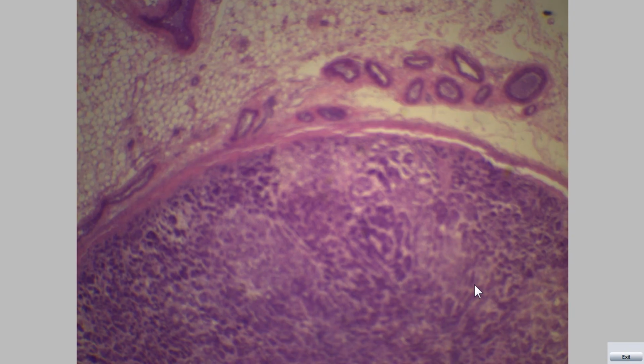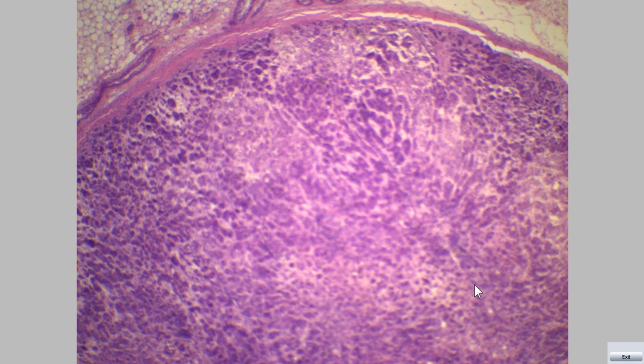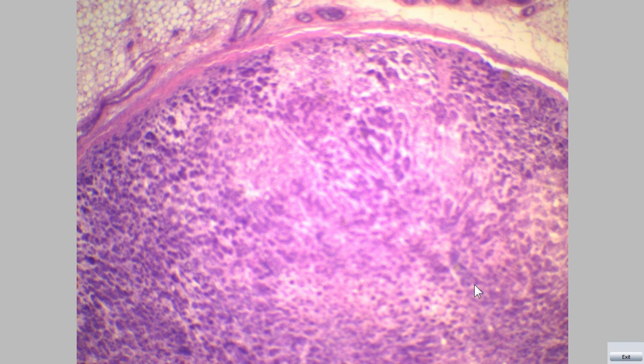This slide is a section in the adrenal or suprarenal glands. Adrenal glands are organs lying near the superior pole of the kidney, embedded in the perirenal adipose tissue. This is the connective tissue capsule.